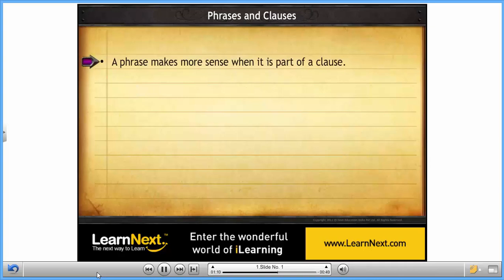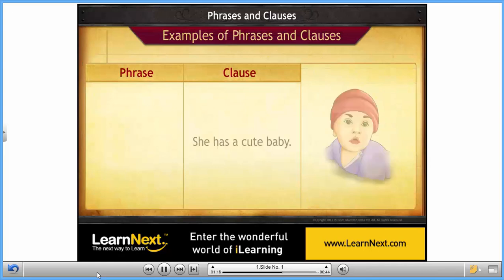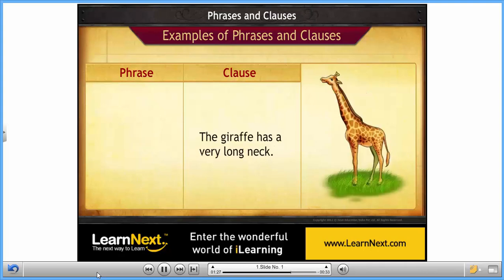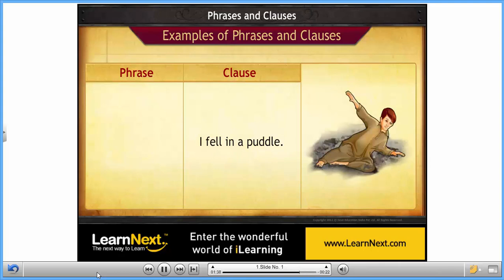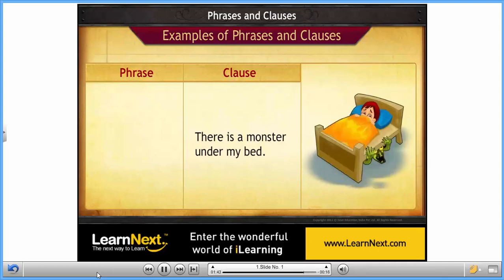A phrase makes more sense when it is part of a clause. For example, she has a cute baby. Here, the phrase is cute baby. Let us see a few more examples. The giraffe has a very long neck. In this example, very long is a phrase. I fell in a puddle. Here, fell in is a phrase. There is a monster under my bed. In this example, under my bed is a phrase.